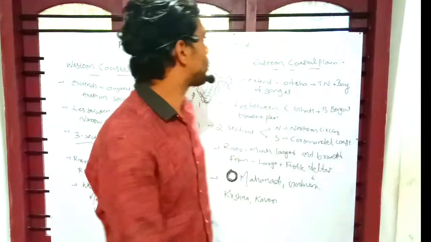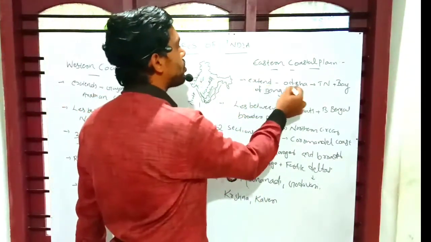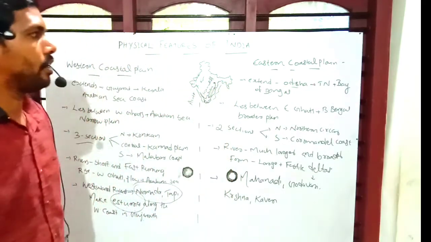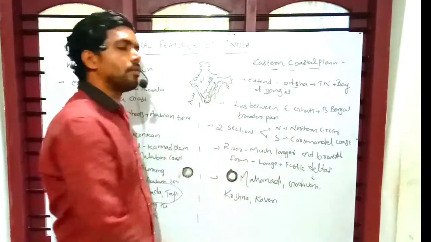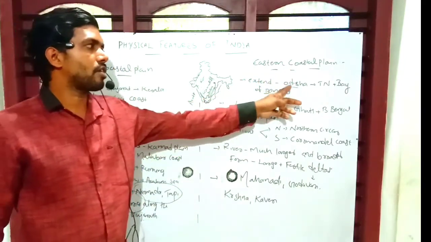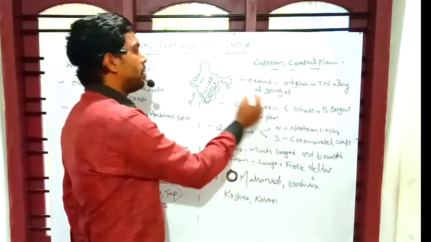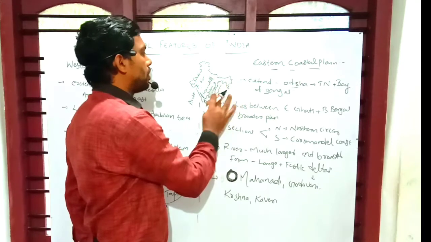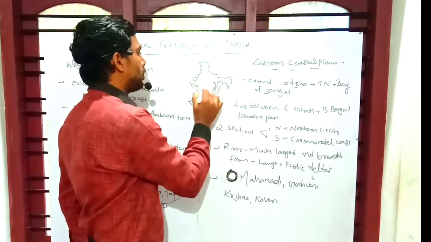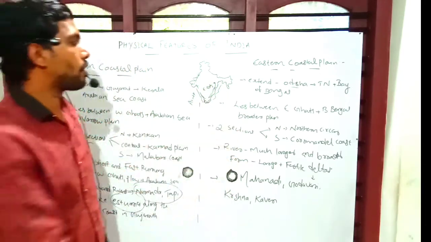And next one is called Eastern Coastal Plain. Eastern Coastal Plains extend from Odisha to Tamil Nadu along the Bay of Bengal region. So our Eastern Coastal Plains extend from Odisha to Tamil Nadu and lie to the Bay of Bengal. And it lies between the Eastern Ghats and Bay of Bengal, and it's a broader plain.